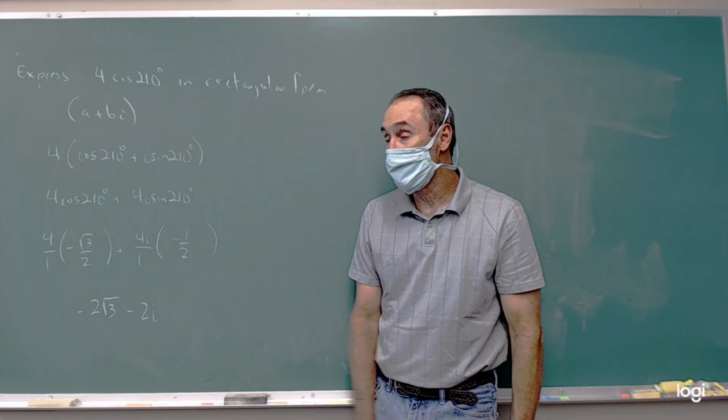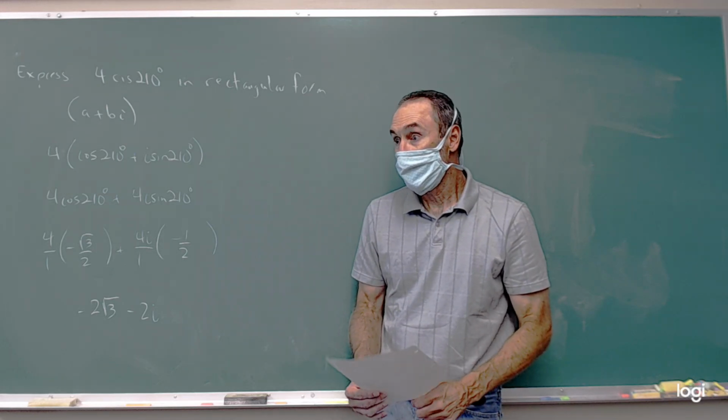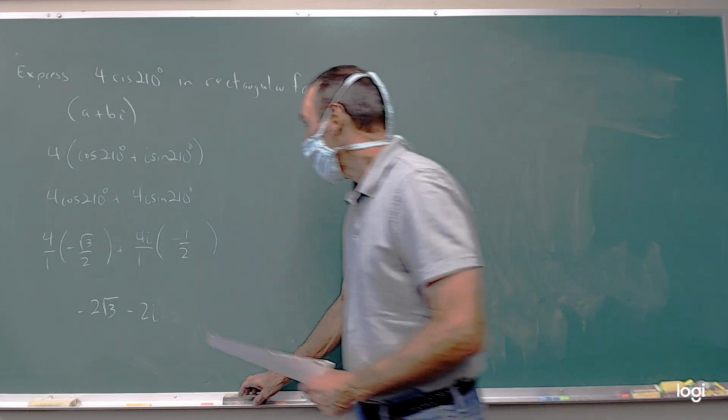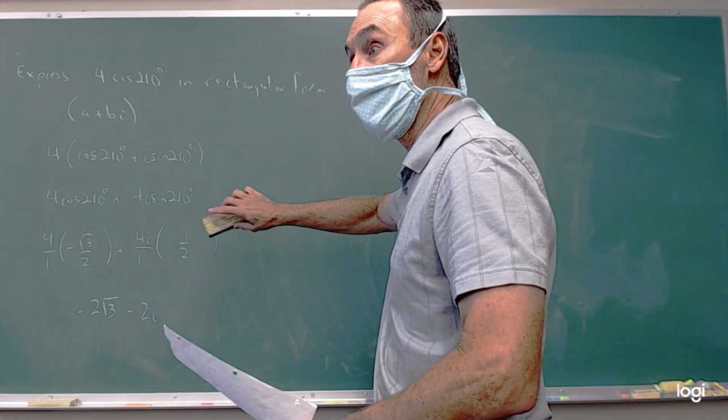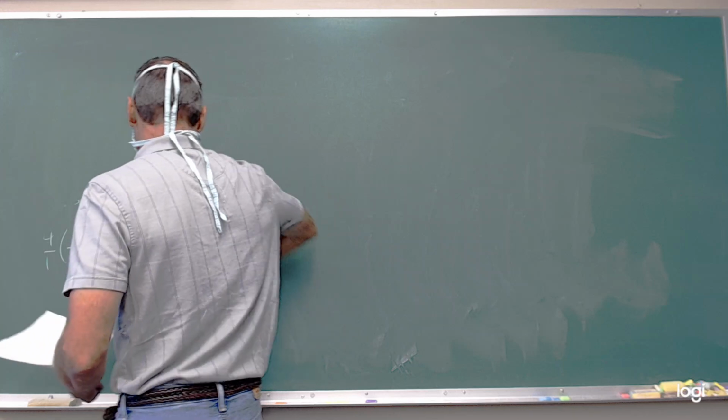So we get 2 square root of 3, negative 2 square root of 3 minus 2i. Okay. So what we're going to do next, we all right with this? Colton, you okay? So where it gets cool, that's interesting enough in itself.